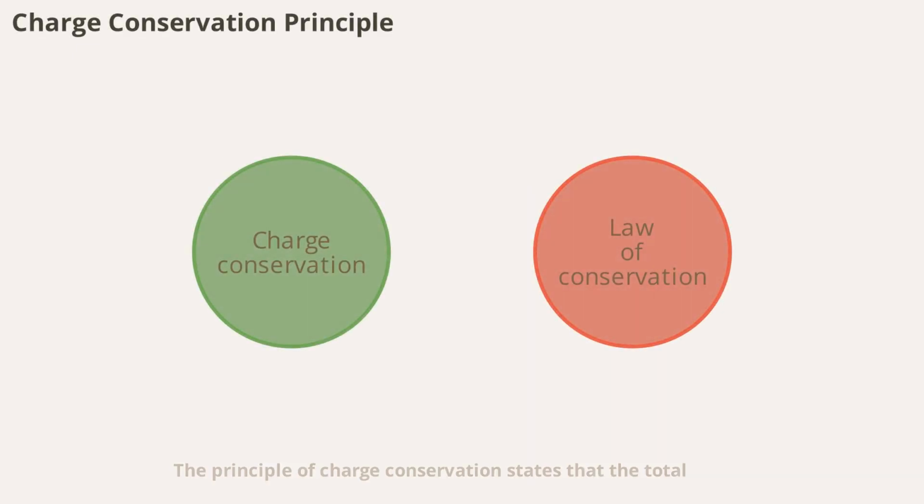The principle of charge conservation states that the total electric charge in an isolated system remains constant over time. Charges can be transferred from one object to another, but the net charge does not change. This fundamental law underpins all of electrostatics and ensures that calculations involving charge are consistent and reliable.